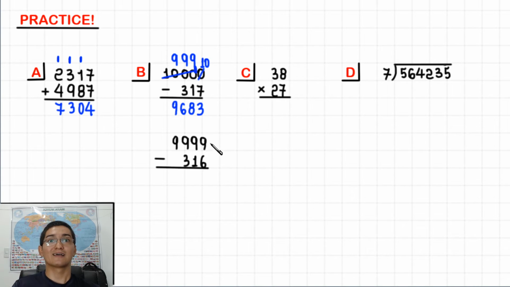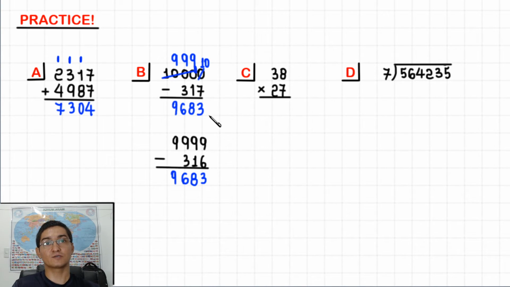Check it out. 9 minus 6 equals 3, because 6 plus 3 equals 9. 9 minus 1 equals 8, and you can say that because 8 plus 1 equals 9. 9 minus 3 equals 6, you can say that because 6 plus 3 equals 9. And here you only have 9. See, the result is the same.